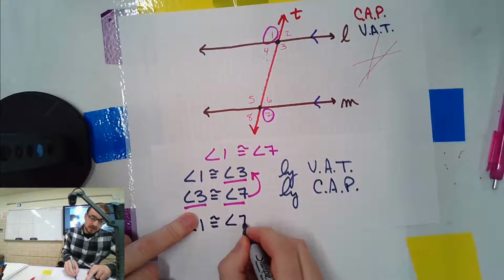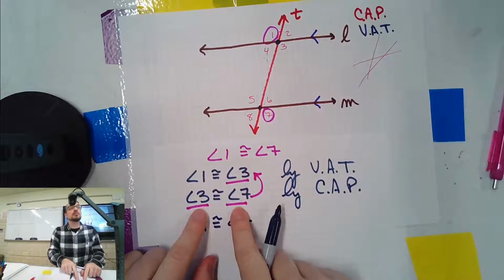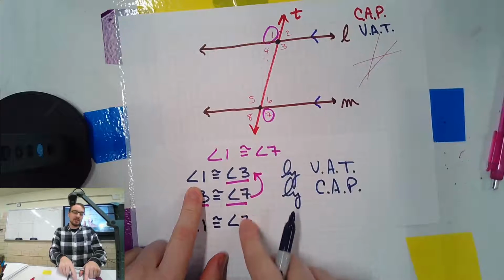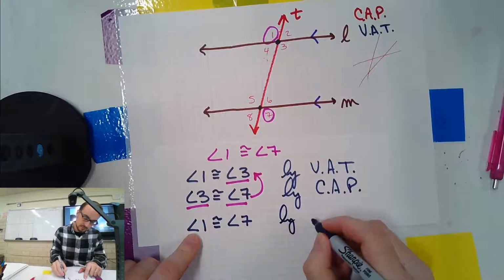By substitution. Again, what does congruency mean? It means they're the same thing. 3 is 7. They're the same thing. So they're interchangeable. So instead of writing 1 and 3, which isn't what I want, I can write it as 1 and 7 by substitution.